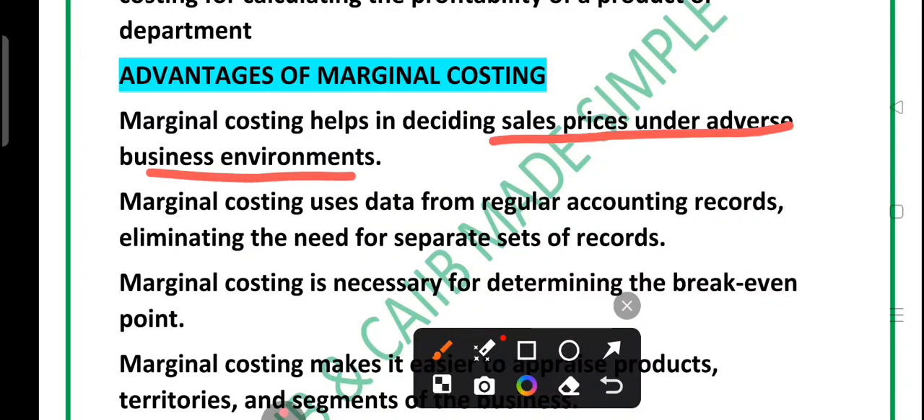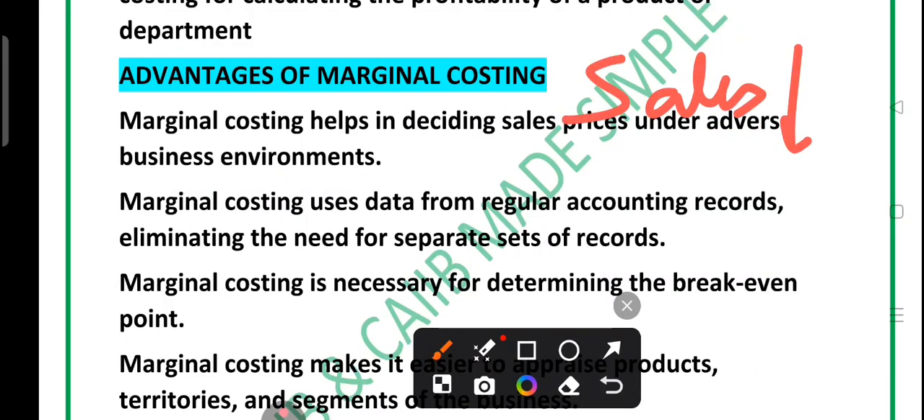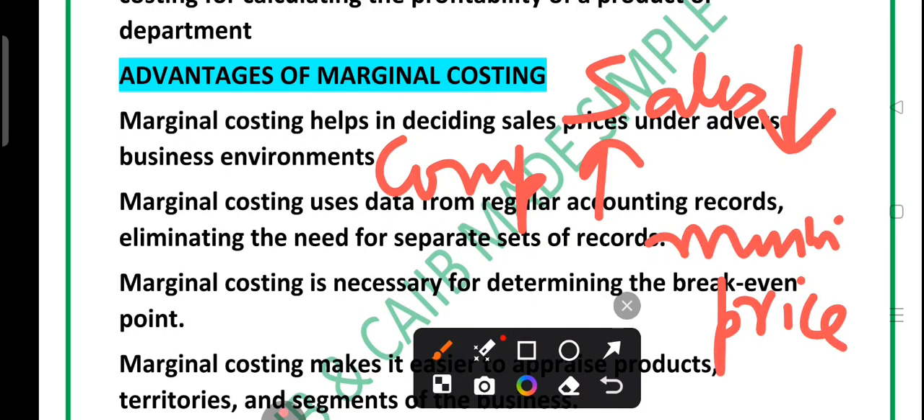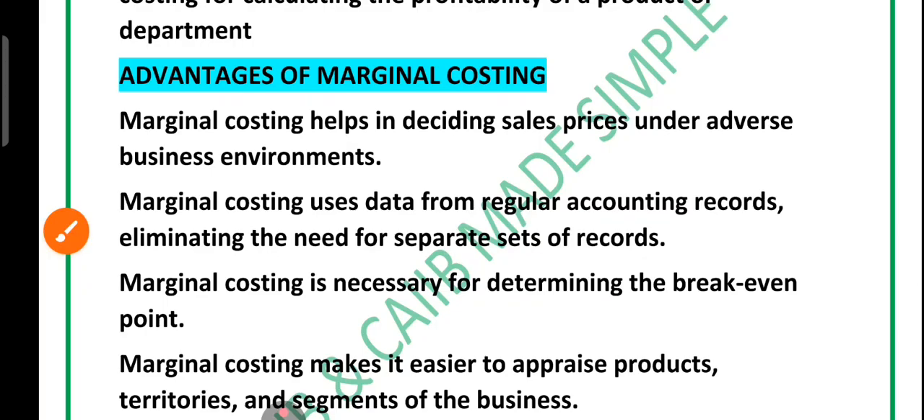Imagine your factory is not doing well, sales are going down. You can think about it just like an example. Suppose your sales are decreasing, and competition is increasing, right? So what will happen in such a case? Marginal costing helps you decide the minimum price. What should be the minimum price at which you can still sell the product without going into loss? It can be decided using marginal costing.